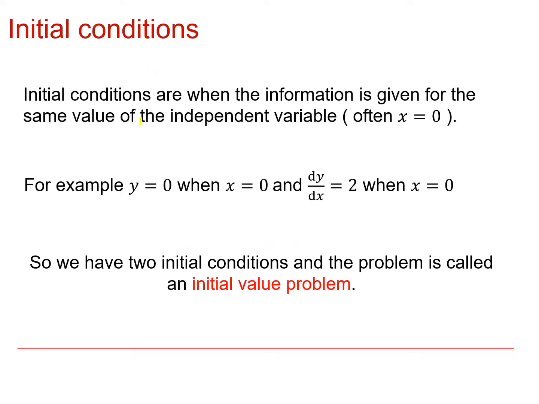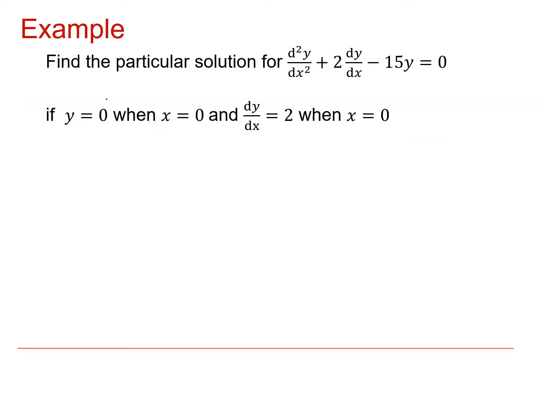Sometimes when we're finding a particular solution, we're given initial conditions. And this is when the information is given for the same value of the independent variable, often x equals 0. So for example, we might have that y equals 0 when x equals 0, and dy by dx equals 2 when x equals 0. So we've been given two pieces of information, both related to when x equals 0. It's called an initial value problem. So in this example, we want to find the particular solution for this differential equation for these initial conditions.